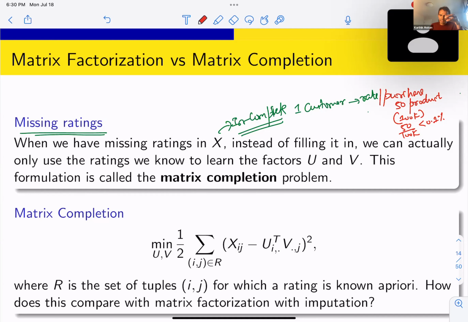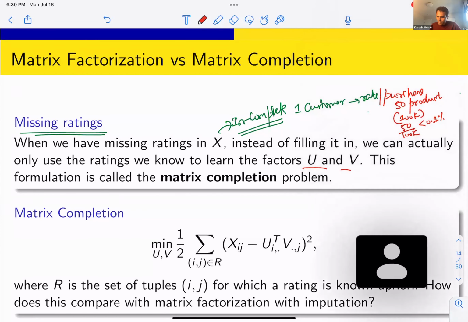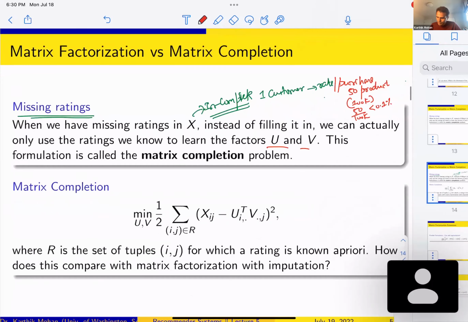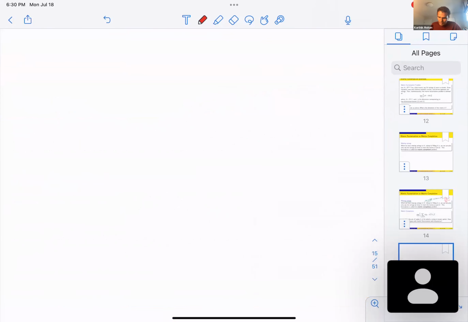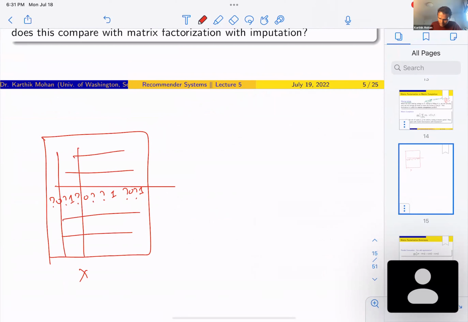Whenever you have missing ratings and you still want to learn U and V, this is called the matrix factorization problem, the matrix completion problem. We should really understand why we want to learn the U and V and how it helps us recommend. That's very important. So basically here you have your X and a lot of missing entries, because people haven't watched it or something. And same thing goes for other rows and other columns as well.